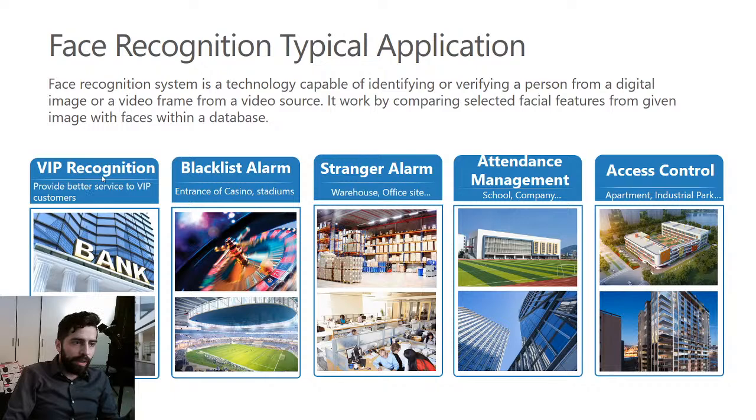As we mentioned, it can be used in VIP recognition, to provide better service to VIP customers. We can add to the blacklist alarm at entrances of malls and stadiums. For example, in a lot of malls, there are guys who make trouble, and they sign them on a paper. A lot of staff and guards have been shifting, so this guy will not be familiar to the new guard. But for the camera and the system, it always recognizes that this guy is on the blacklist. Please go and catch him, etc.